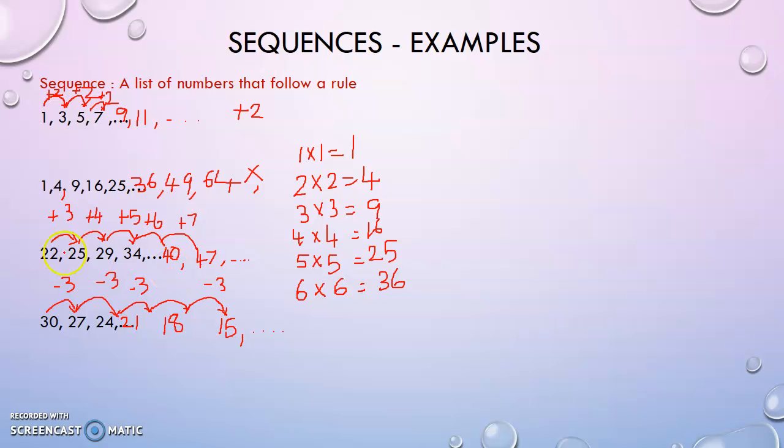Similarly, coming to this, you can see every other number in the list is obtained by adding a different number. ഇത് 3 കൊണ്ട് ആഡ് ചെയ്തപ്പോ കിട്ടി. This is adding 4, 5, etc. So this is not obtained by adding the same number. So this is also not a linear sequence.